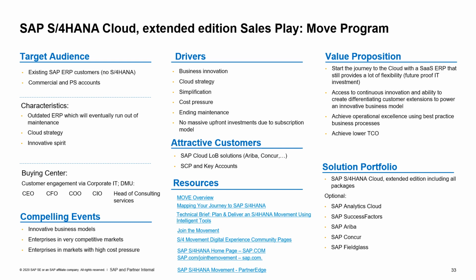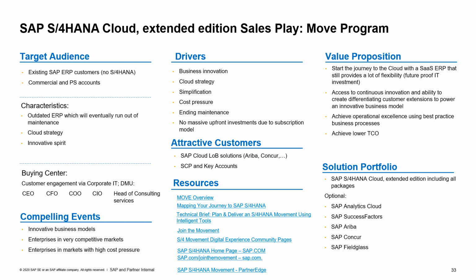Here we take a look at the target audience for this sales play. These are customers that have no S4HANA. They're an SAP ERP customer. And you're looking at commercial and public sector accounts. The characteristics are these customers have an outdated ERP, which will eventually run out of maintenance, although we have extended maintenance for many years to come.